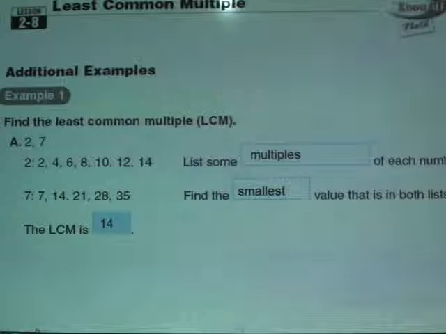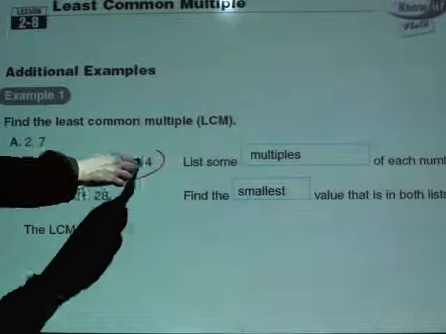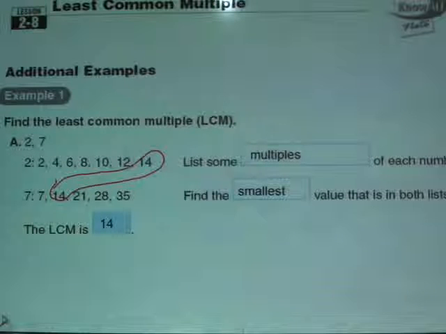Now again, we're trying to find the smallest number that's in both of the lists, hence the least part. Well, the smallest number that's in both of the lists is 14. So the least common multiple is thus automatically 14.